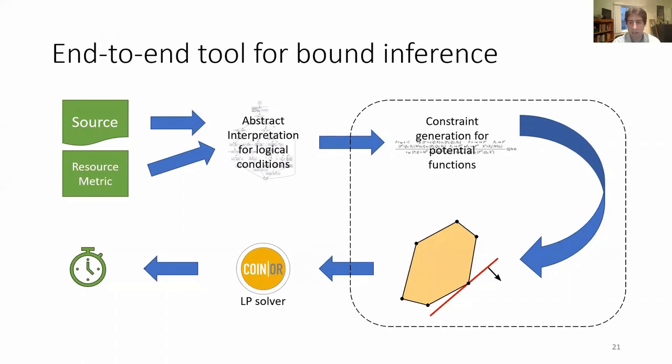The constraint and LP generation portions are largely unchanged from Absinthe. Everything within that dotted box is contained in Absinthe already. The abstract interpretation part is new, but many of the details are standard, and I don't have time to talk about them here, so please see the paper for details.